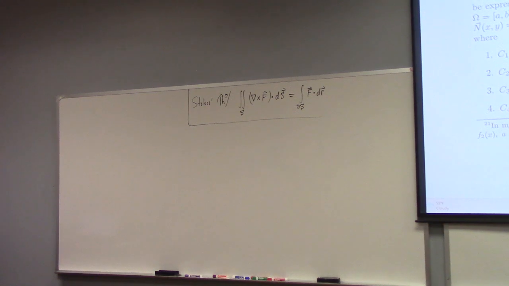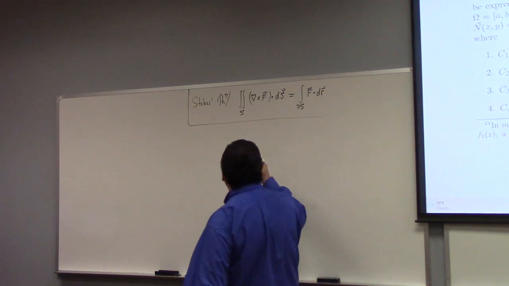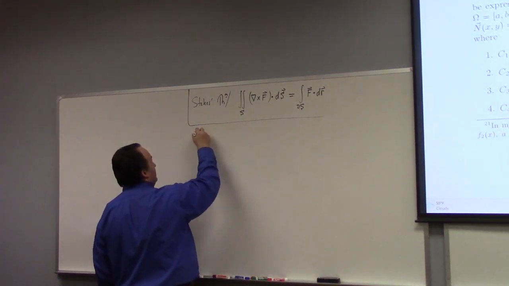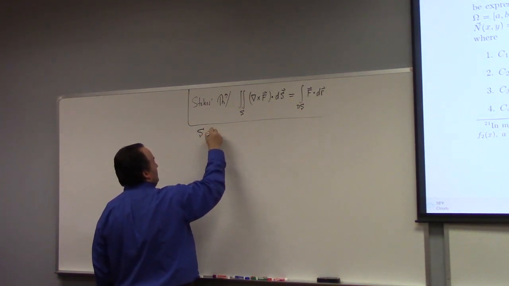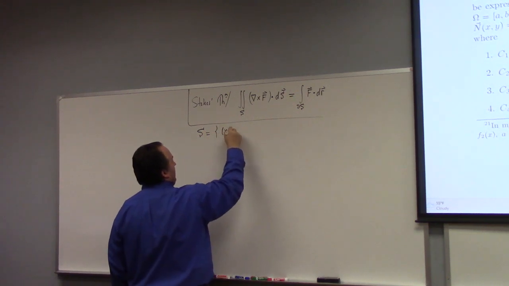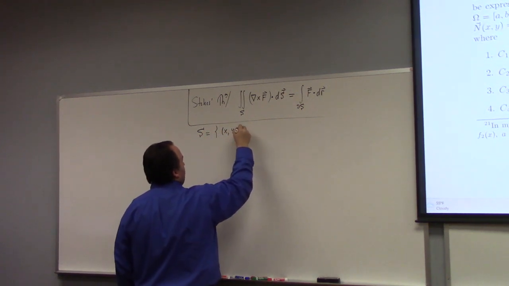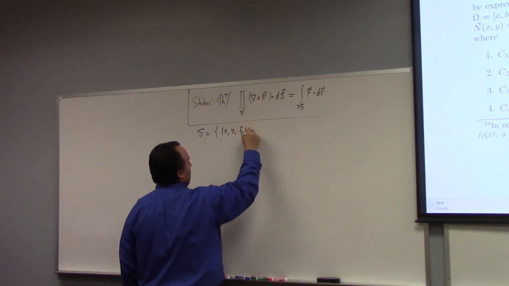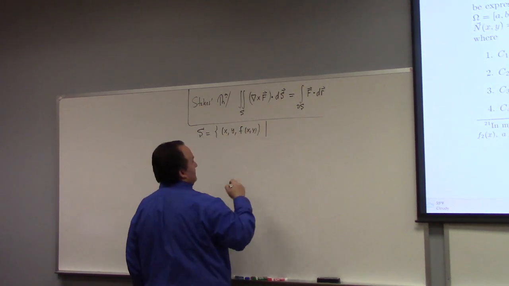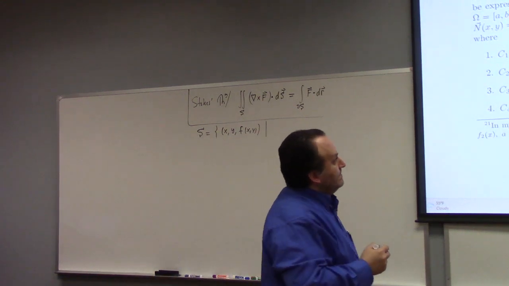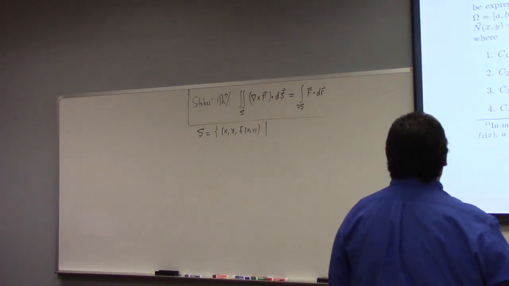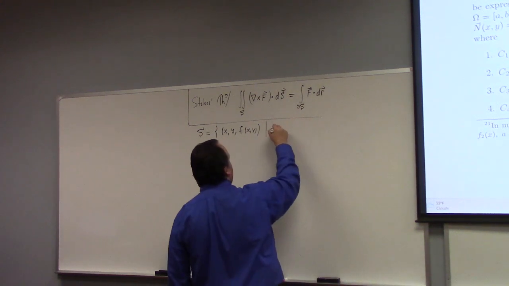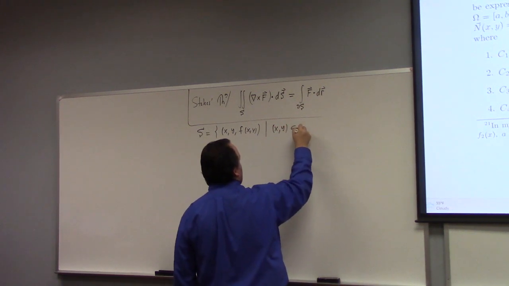But I want to just go ahead and prove this just for a graph, just to give you something a little bit more concrete and careful here. So we're going to look at the special case of a surface being a graph, because that covers a lot of ground. So we're going to say S is equal to (x, y, f(x,y)), such that (x,y) is an element of omega. Now what's this omega?